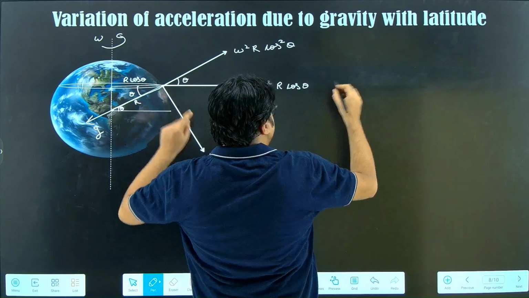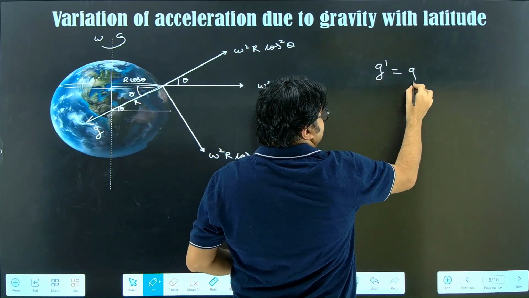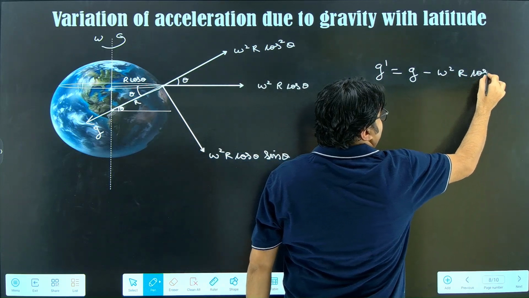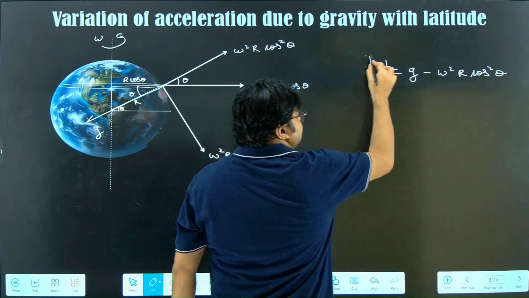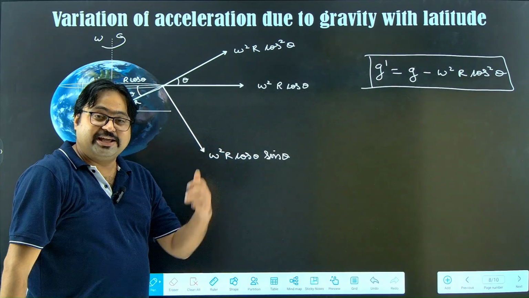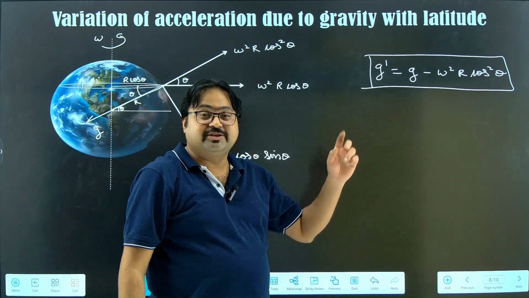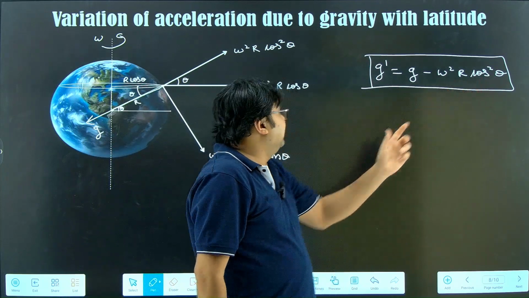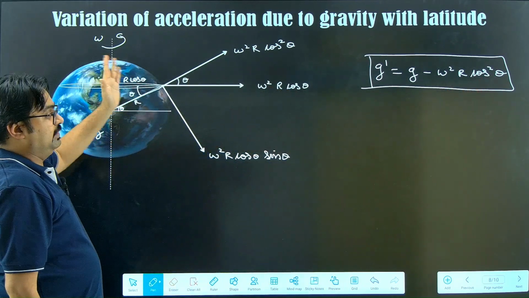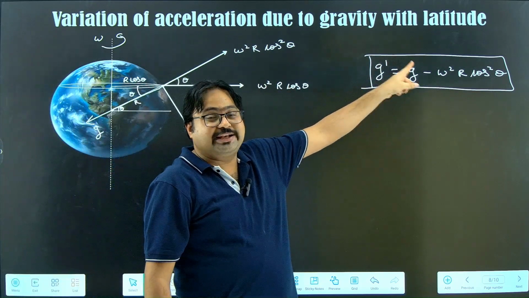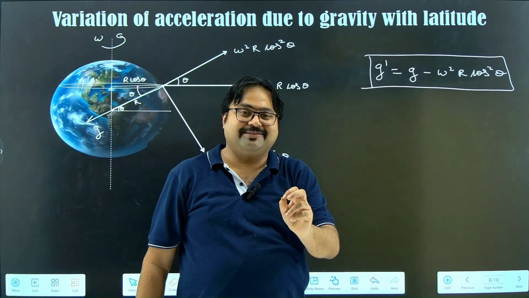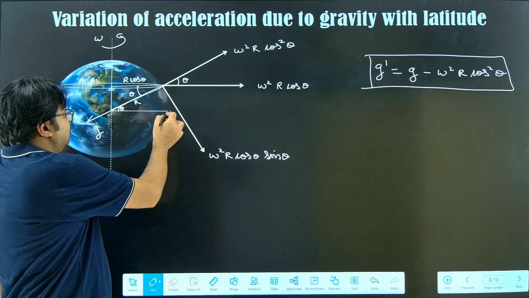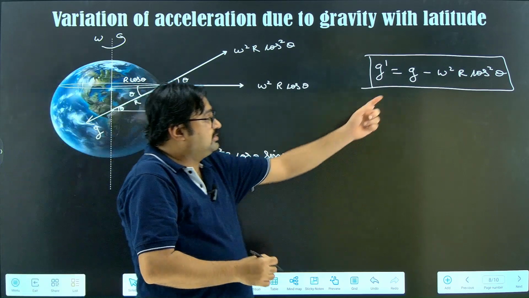We have the net acceleration due to gravity being g dash. It would be g minus omega square R cos square theta. Now that is the relation for variation of acceleration due to gravity with latitude. At poles, theta would simply be 90 degrees. Cos 90 becomes 0. So acceleration due to gravity would be exactly 9.81. But then if you are standing on the surface of the earth on the equator, then cos 0 is what it becomes.